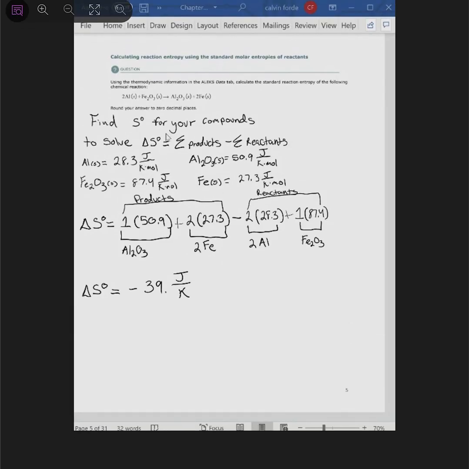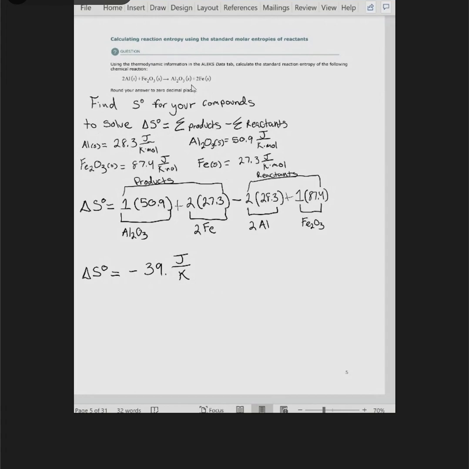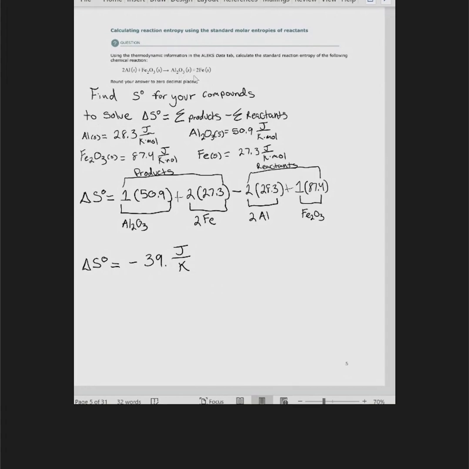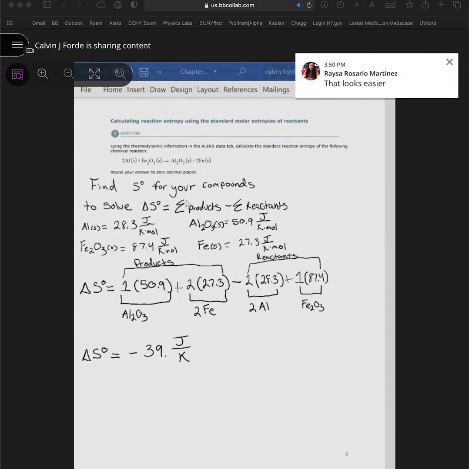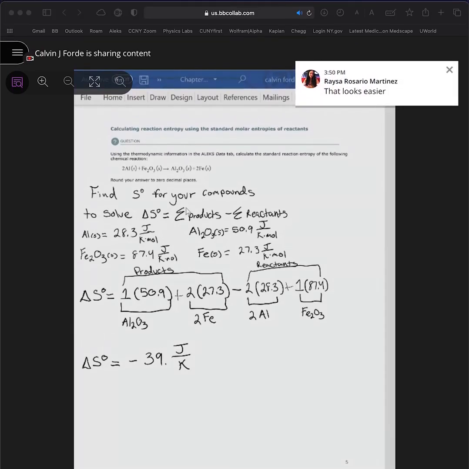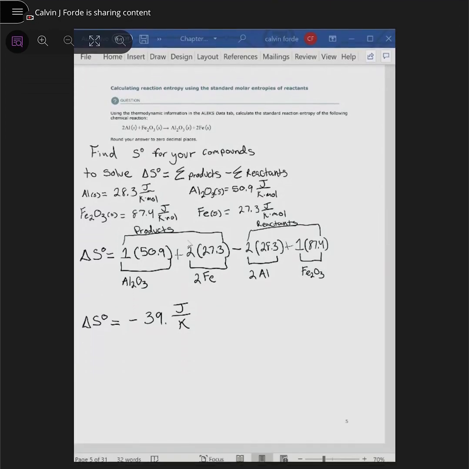Any questions about this? I mean, the hardest part is just making sure that you find the correct values, and then you just add and subtract. Yeah, so much easier. Right.